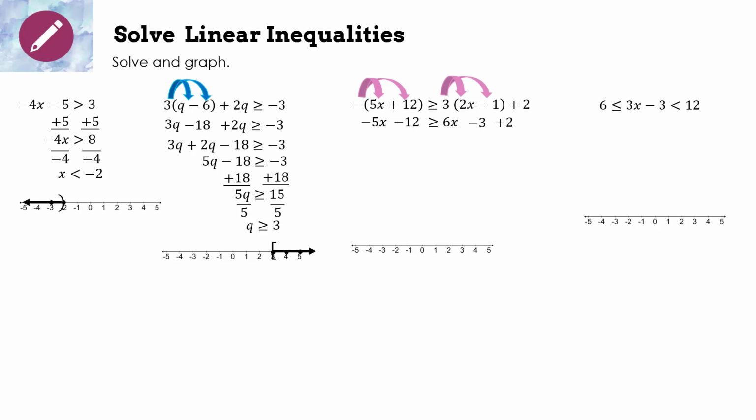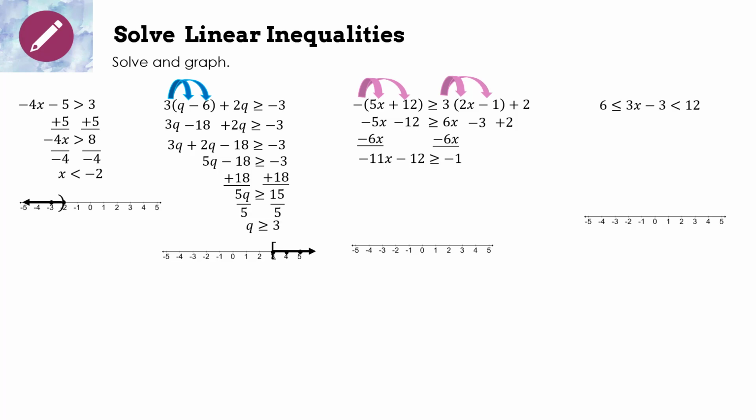We can combine like terms, but for some reason, when I was doing this, I decided to get all the x's on the same side first. I subtract 6x from both sides, and that gives us -11x minus 12 is greater than or equal to -3 plus 2 is -1.